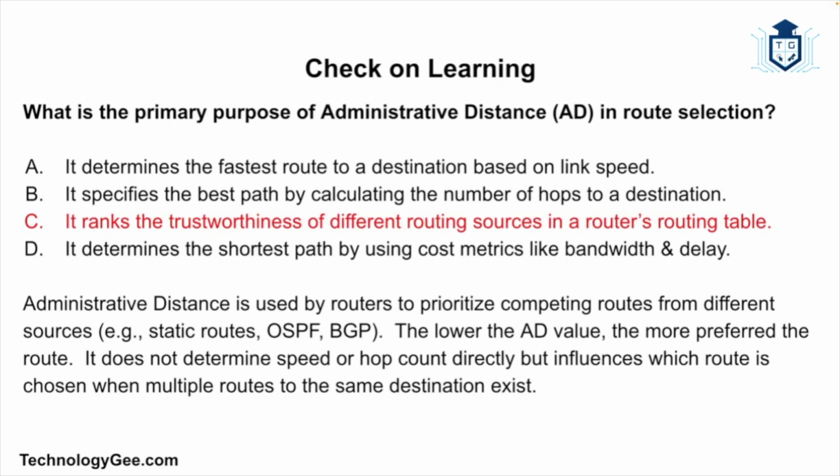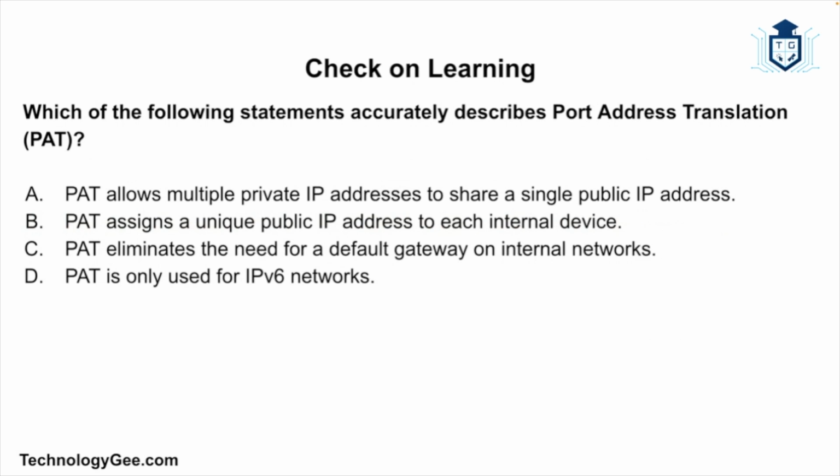So administrative distance is used by routers to prioritize competing routes from different sources like static routes, OSPF, or BGP. And the lower the AD value, the more preferred the route. It does not determine speed or hop count directly, but influences which route is chosen when multiple routes to the same destination exist. And our final question, which of the following statements accurately describes port address translation?